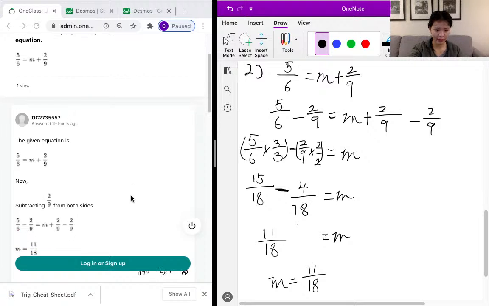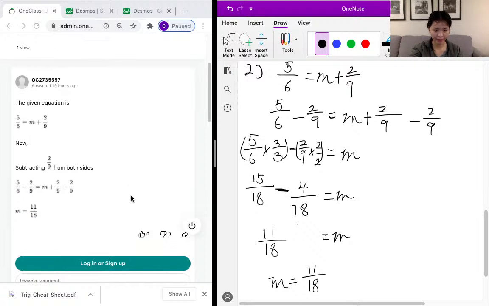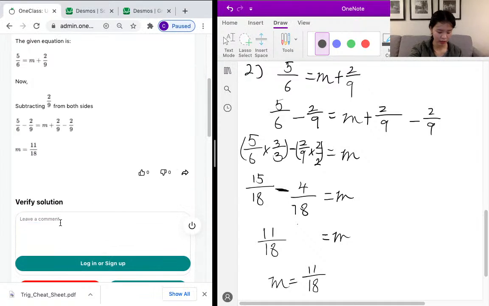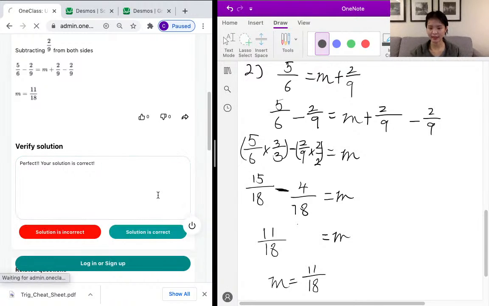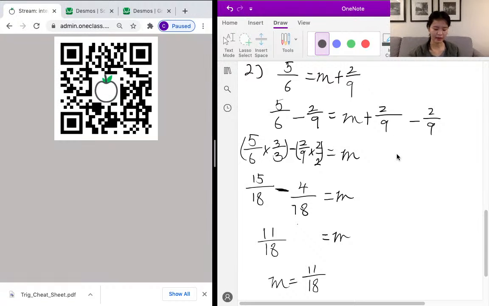Next, let's look at the sample solution. They had the excellent solution that is perfect and correct. Let's just say perfect. Your solution is correct. Okay, solution is correct. Now let's move on to our third problem.